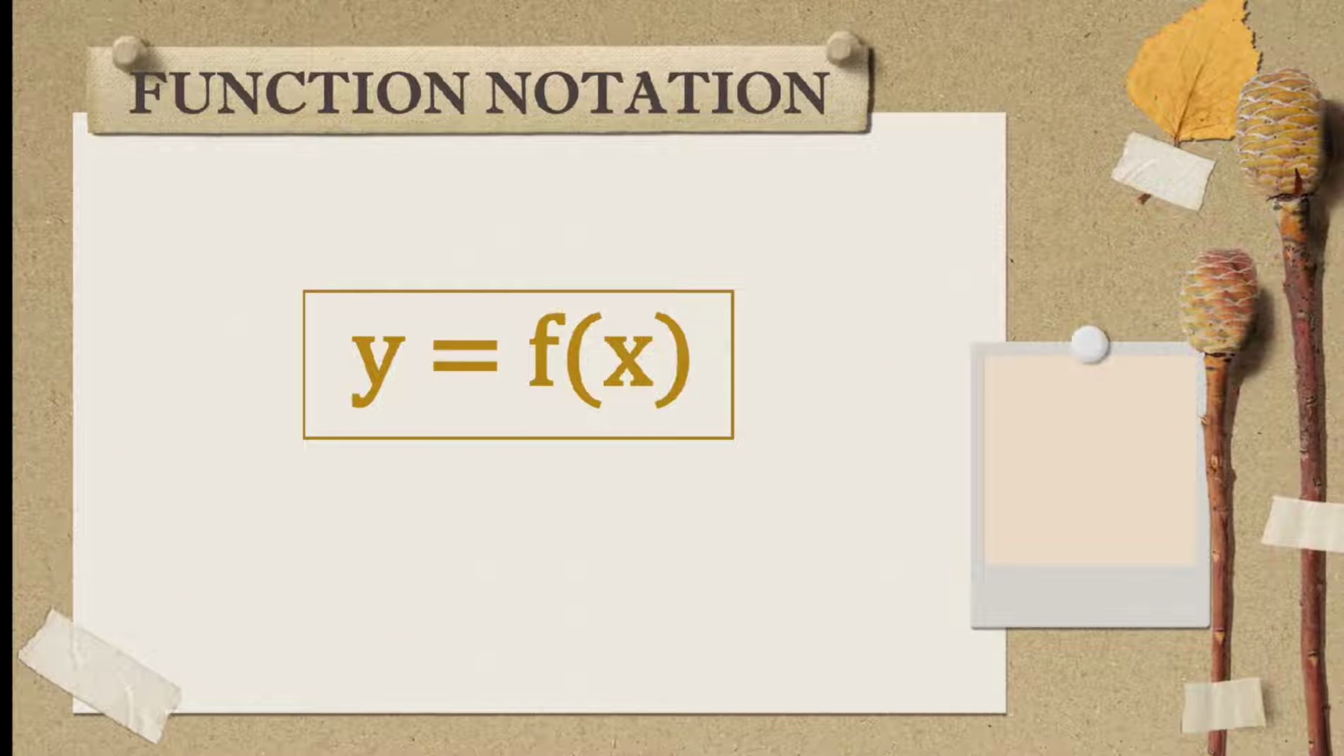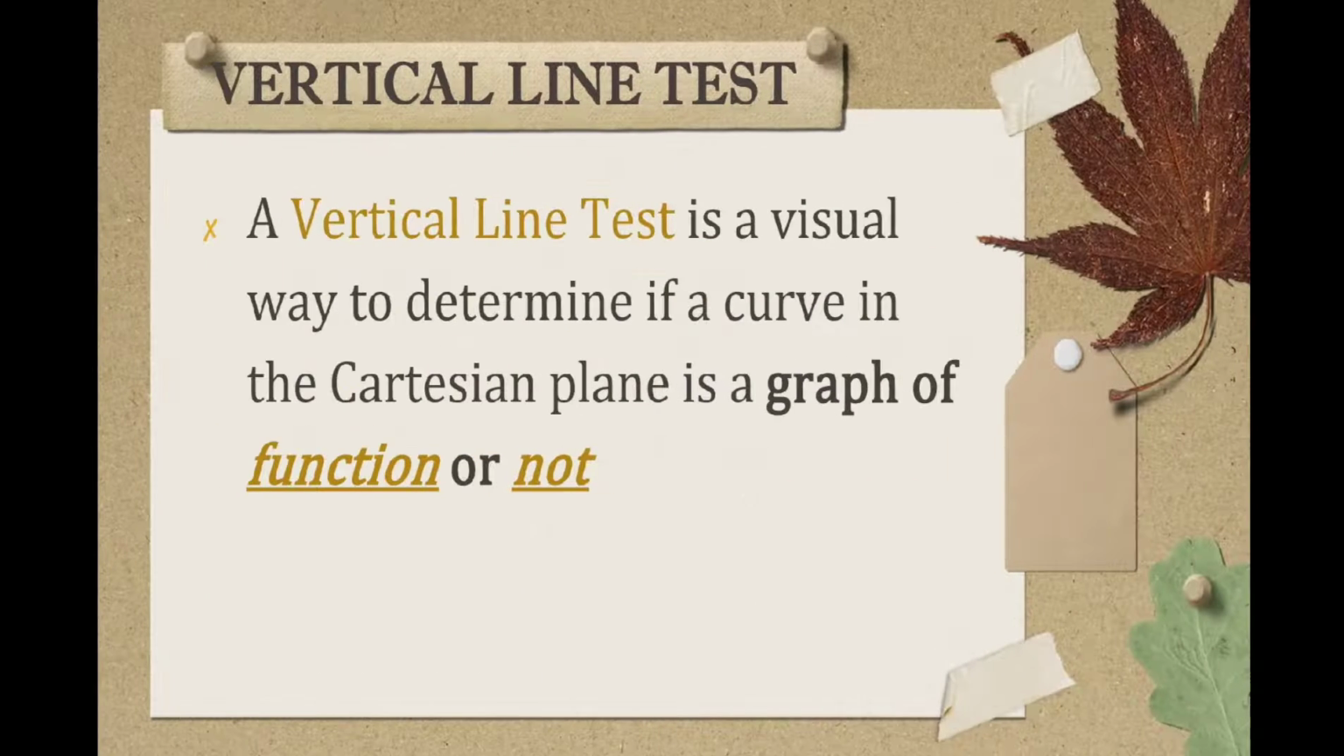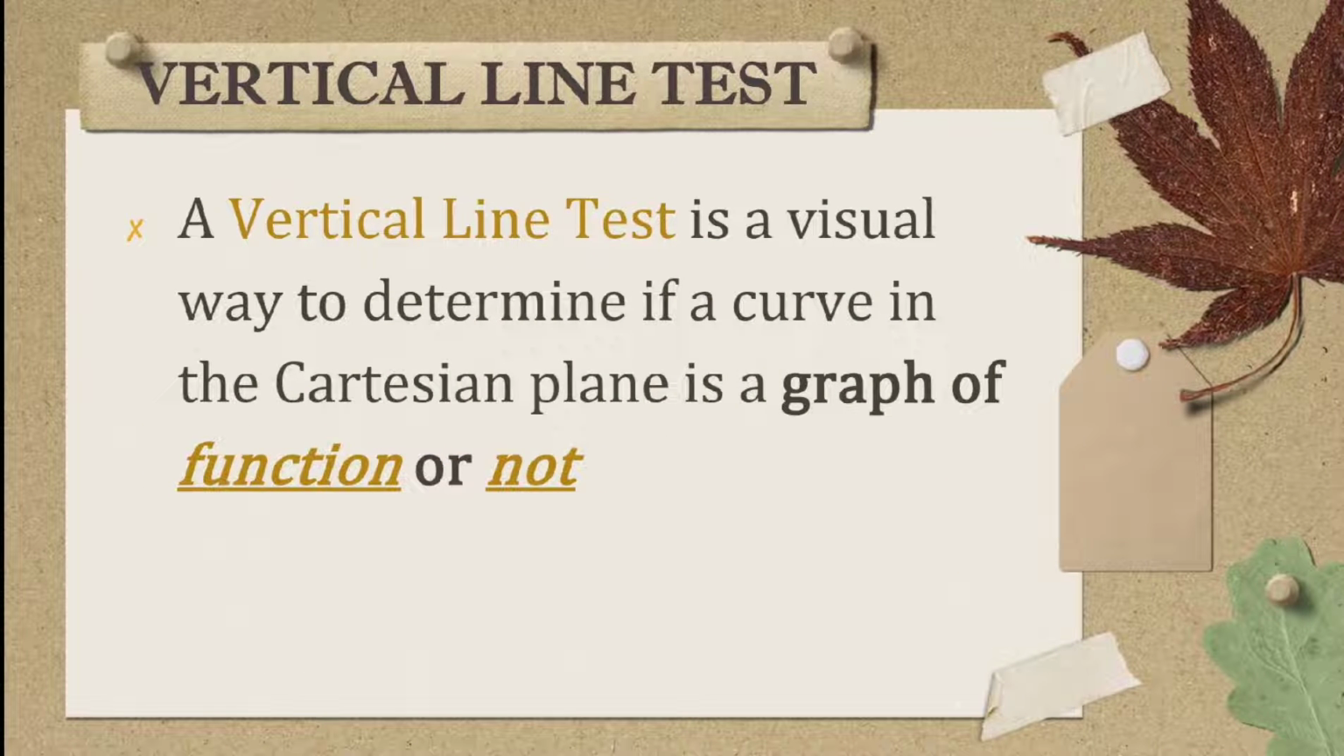Let's now proceed to the function notation. The function notation is read as y is equal to f of x. Vertical line test. It is a visual way to determine if a curve in the Cartesian plane is a graph of a function or not. Using the vertical line test, a graph is a function if the vertical line has one intersection, and a graph is not a function if the vertical line has two or more intersections.